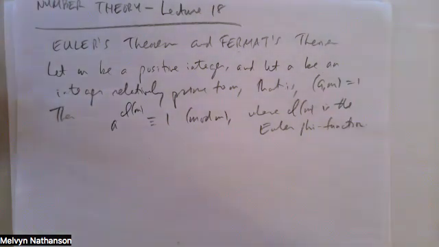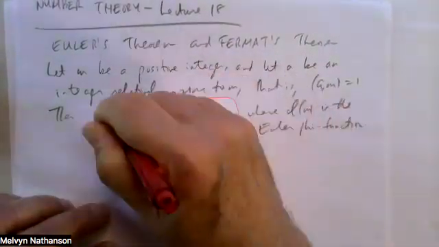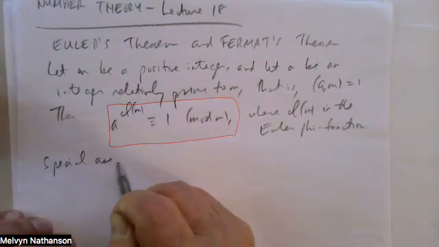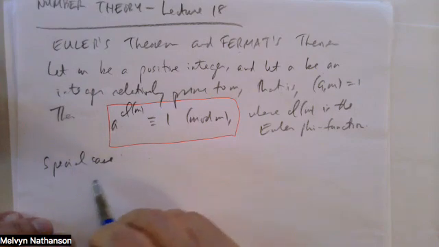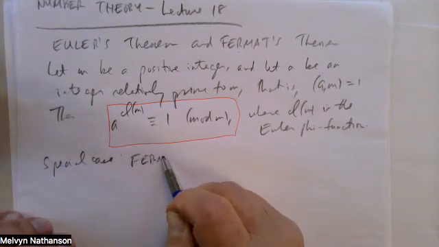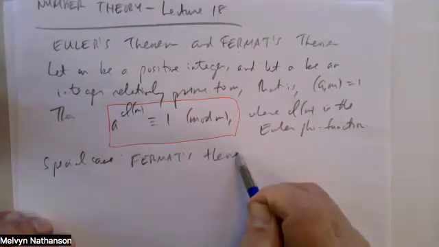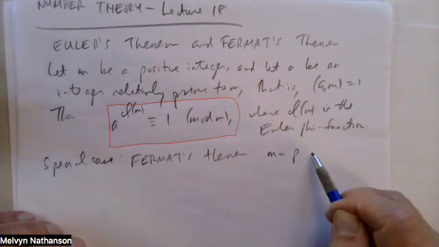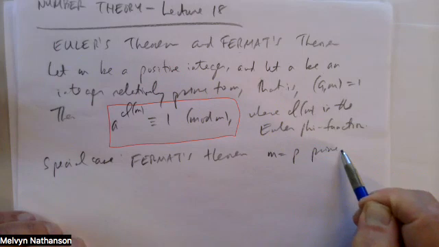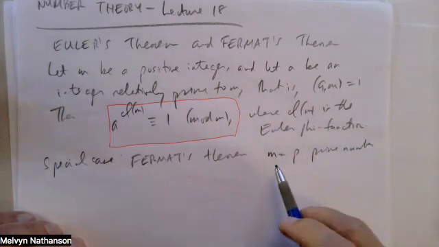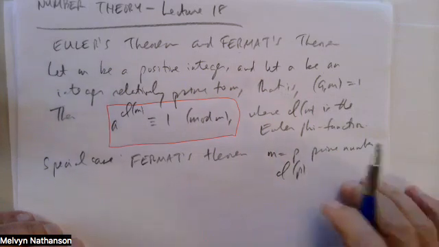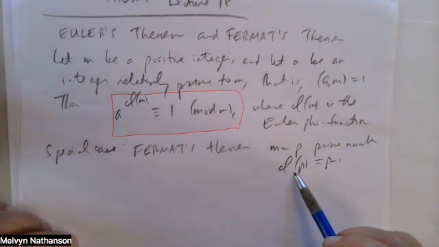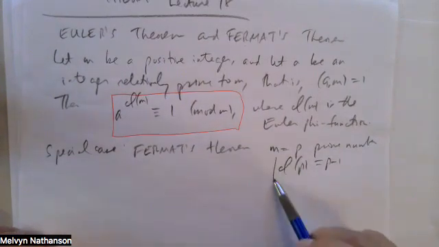So this is the great result, and a special case is Fermat's theorem. Fermat's theorem is the case when the modulus M is a prime number P. And phi of P is P minus 1 for every prime. In fact, an integer is prime if and only if phi of that number is the number minus 1.